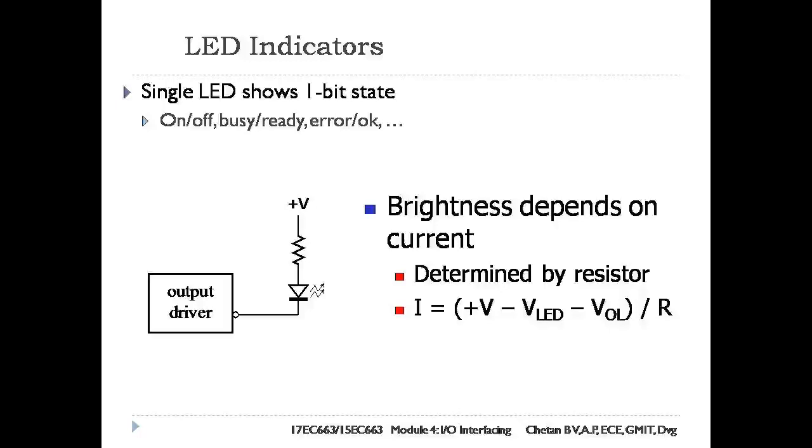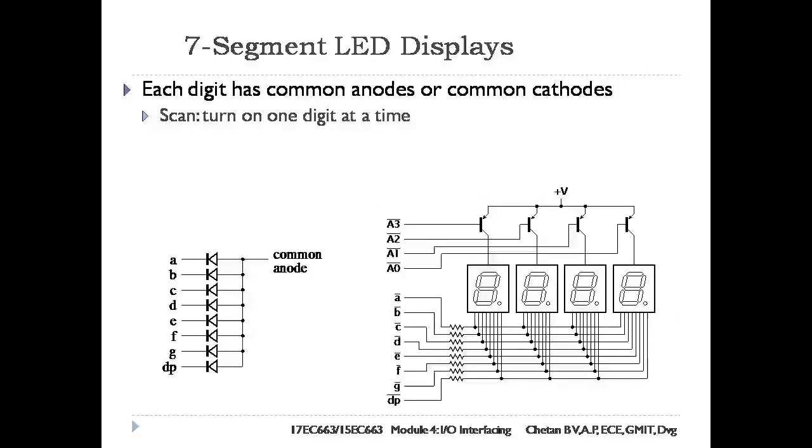Next one is displays, that is 7-segment LED displays. The connections for LEDs in each digit with common anodes is shown in the figure. In addition to the 7 LEDs for the segments, there is an LED for a decimal point. The output connections for 4 digits is shown in the figure.